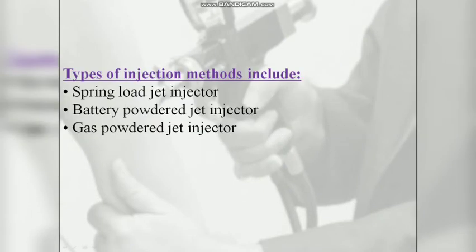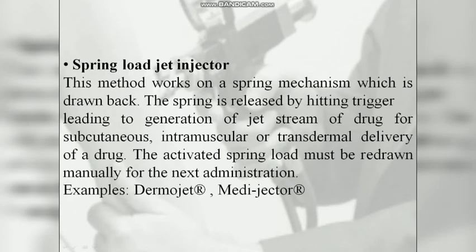Types of injection methods. Injectors are of three types. One is the spring loaded jet injector, second is the battery powered jet injector, third is the gas powered jet injector. In the first one, the spring loaded jet injector, this method works on a spring mechanism which is drawn back. The spring is released by hitting the trigger, leading to generation of a jet stream of the drug for subcutaneous, intramuscular or transdermal delivery of the drug.